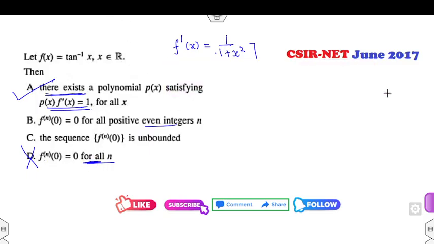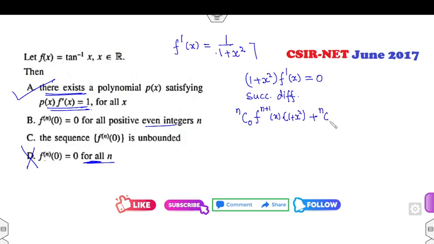Fine. Now, how can you find the nth derivative of the function? You can see 1 plus x square times f dash of x is 1. Then I can apply successive differentiation. What is the successive differentiation? nC0 times the n plus 1 derivative of f of x into 1 plus x square, plus nC1 times the nth derivative into derivative of this, plus nC2 times the n minus 1 derivative into the second derivative, and the rest of them will be 0.